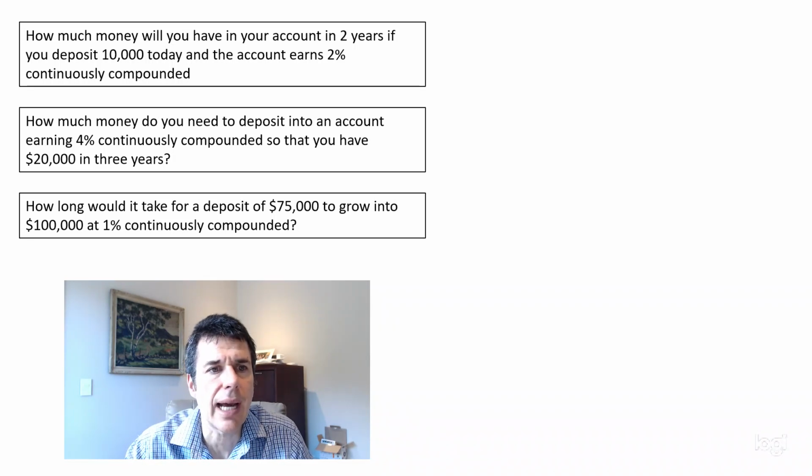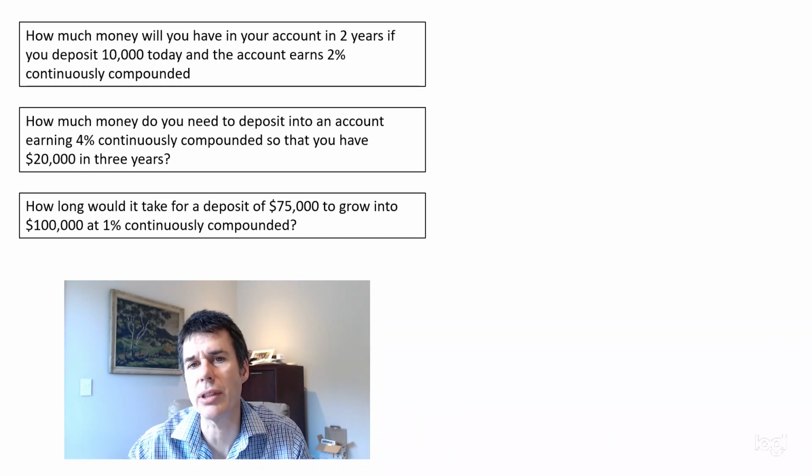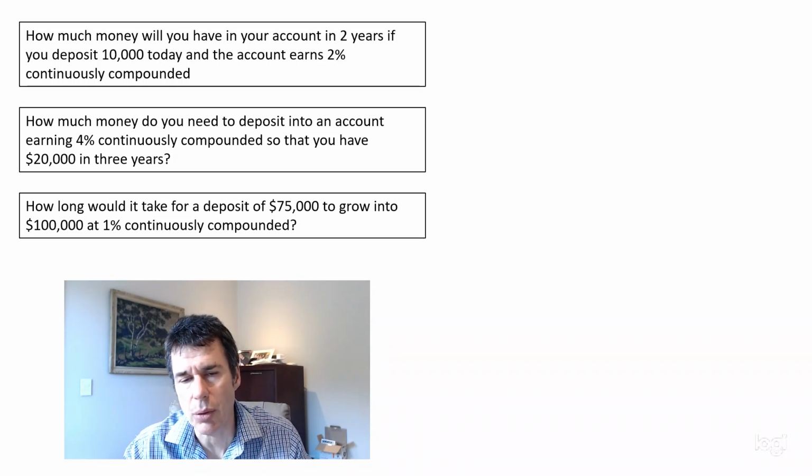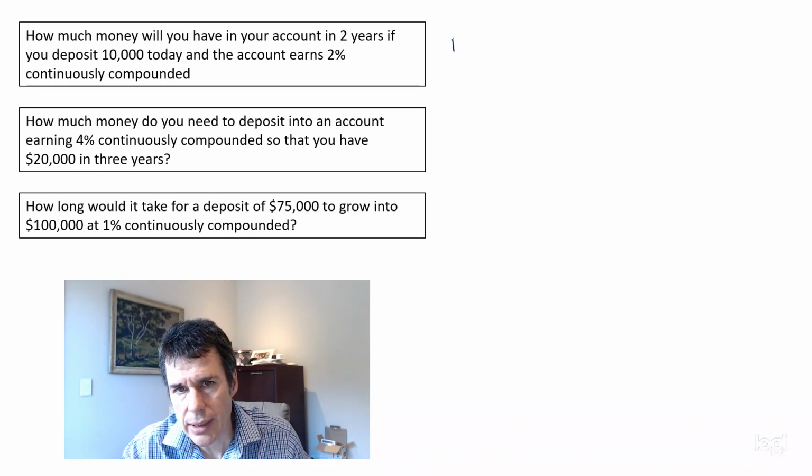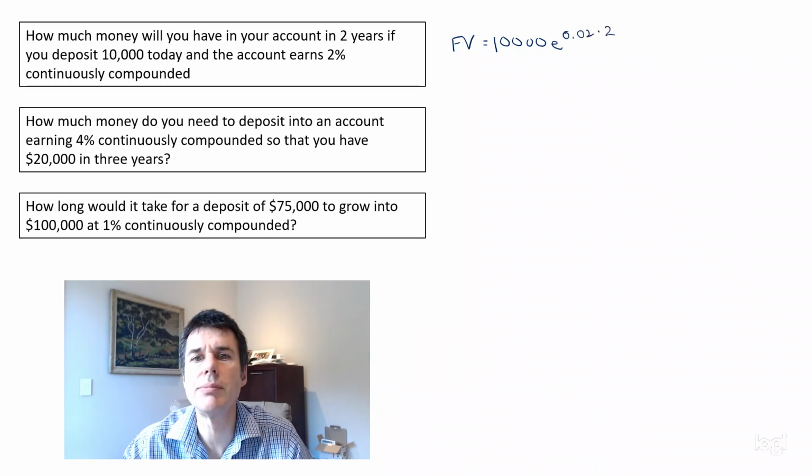So first, how much money will you have in your account in 2 years if you deposit $10,000 today and the account earns 2% continuously compounded interest? So we want to calculate the future value in 2 years of $10,000 earning 2%. So that's going to be e to the 0.02 times 2.